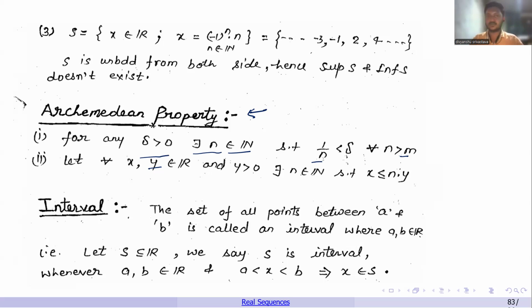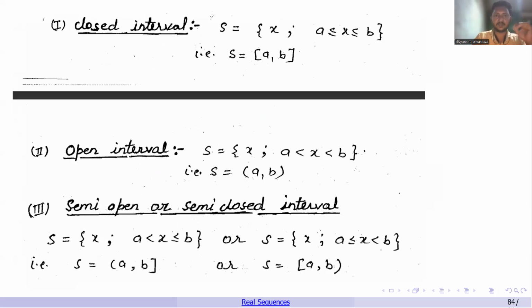Okay. So here is our Archimedean property, then intervals, then open, closed, and semi-open. These remain, and it is a very small topic, maybe discussed in the next class.